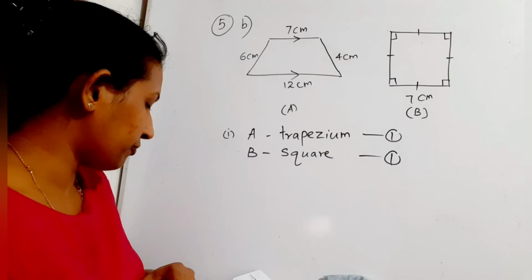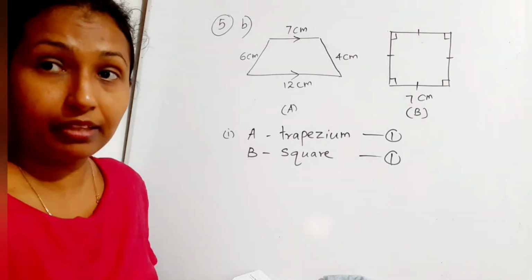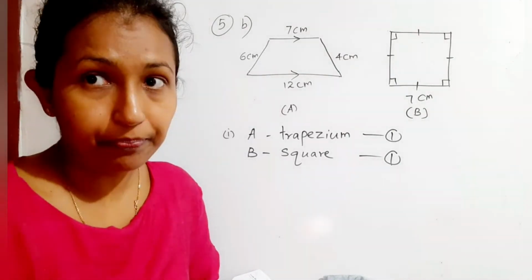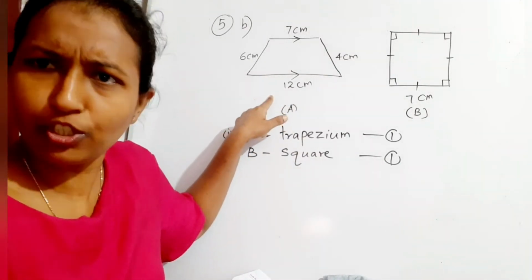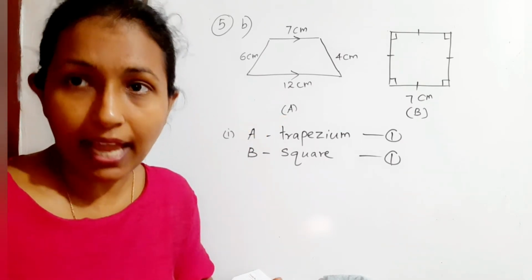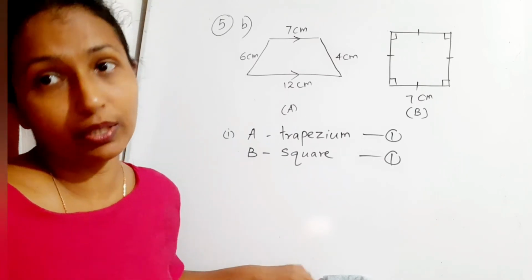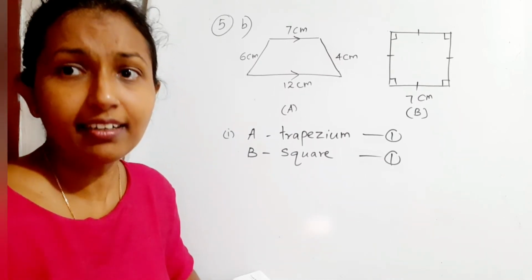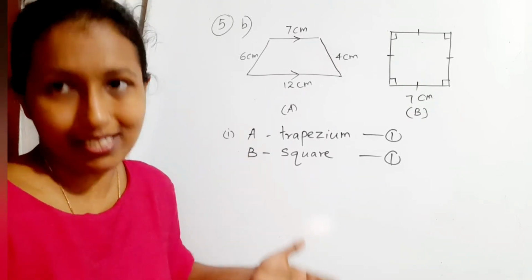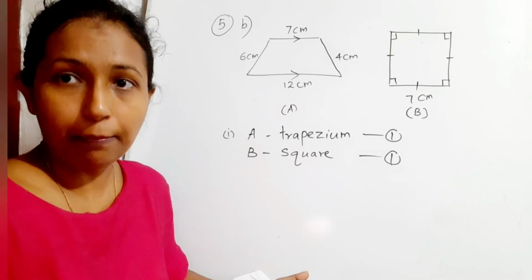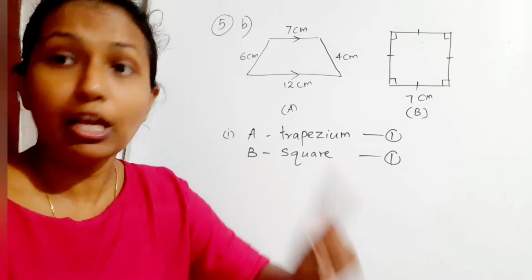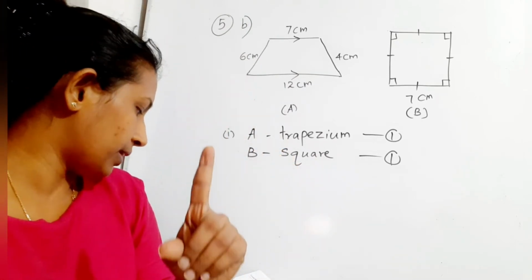Then mention a specific feature in plane figure A. Here, what is the specific feature of this one? The gap between one pair of opposite sides is equal. The gap between one pair of opposite sides is constant. Right? That is the feature of the trapezium. You will be given 1 mark for that one, Putala.